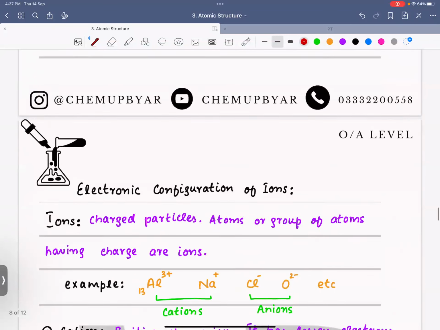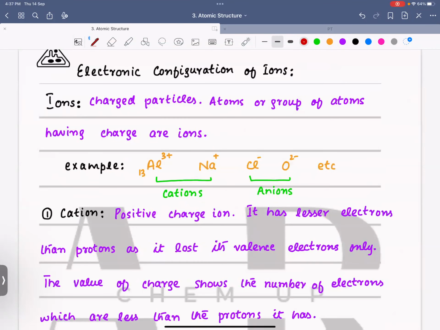Now, the electronic configuration of ions. We have done the electronic configuration of atoms for today. Now, ions are what? Ions are charged particles. If the atom or a group of atoms have a charge, then we call it an ion. For example, see here, aluminium has a 3 positive charge. If I write aluminium like this, then it's an atom. But if we put a charge over here, then it becomes an ion.